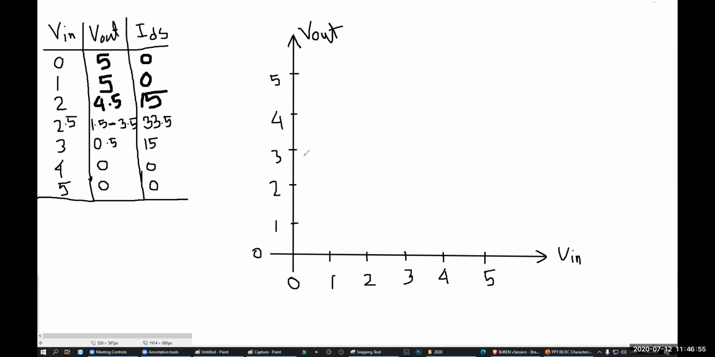Understand? Now we have to put the values. What value do we have to put? Let's say input versus output. So for 0, what is your output?